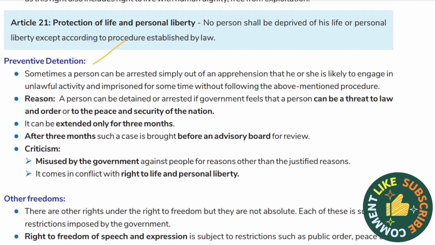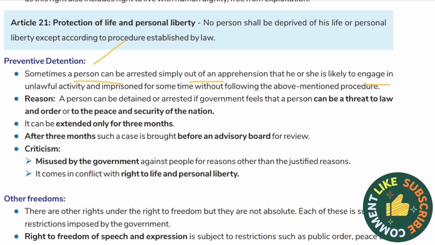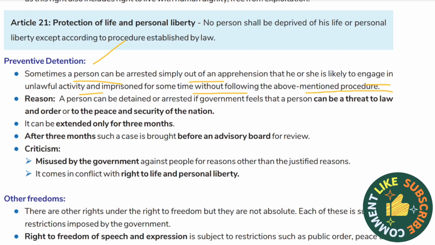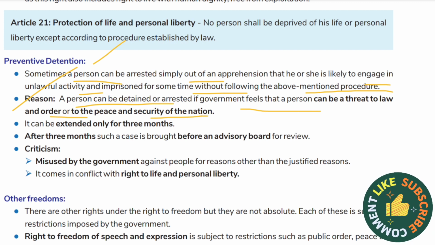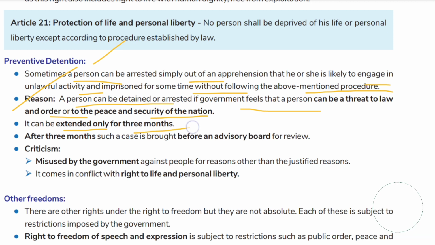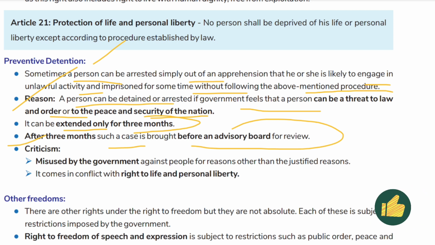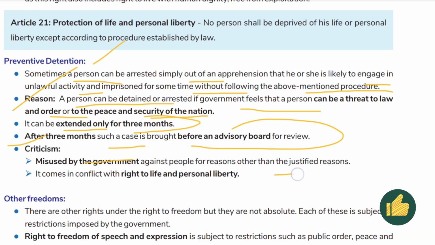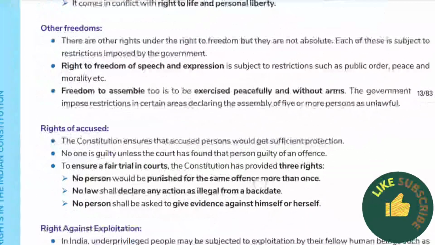The preventive detention. Sometimes a person can be arrested simply out of an apprehension that he or she is likely to engage in unlawful activity and imprisoned for some time without following the above mentioned procedures. The reason behind this is that a person can be detained or arrested if the government feels that the person can be a threat to law and order or to the peace and security of the nation. It can be extended only for 3 months, and after 3 months such a case is brought before an advisory board for review. The criticism of preventive detention is that it is misused by the government against people for reasons other than justified reasons, and it comes in conflict with the right to life and personal liberty.